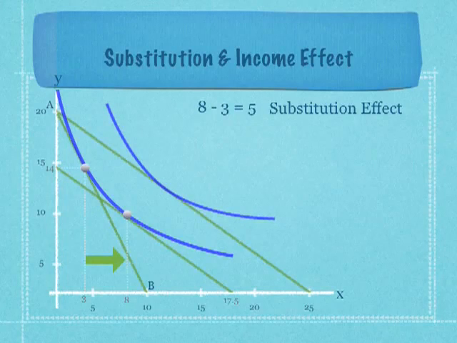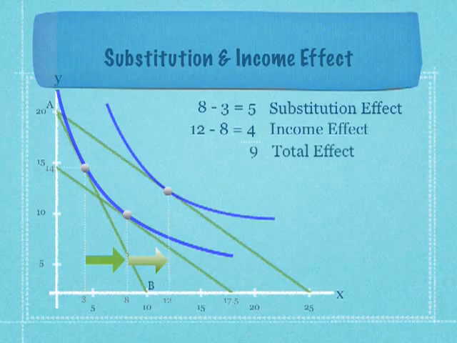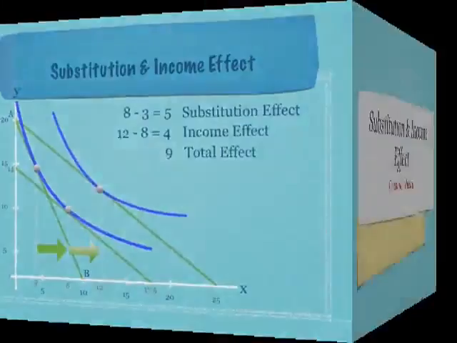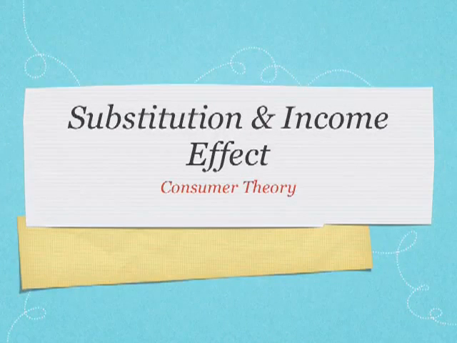Now let's put the old indifference curve in, the first one, where the consumer would consume at level 12. 12 minus 8 is equal to 4, and that's the income effect. The total effect is 9, just like it was before. And that is the substitution income effect.